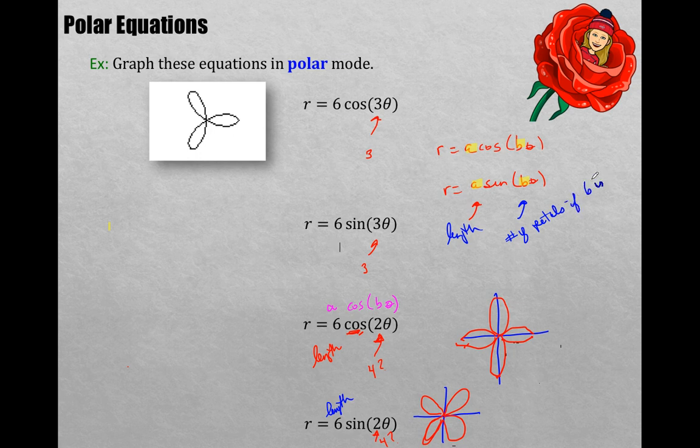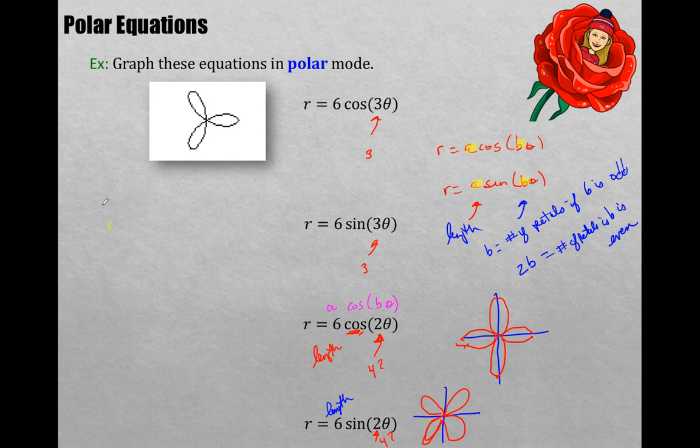if B is odd, or B is twice the number of petals if B is even.